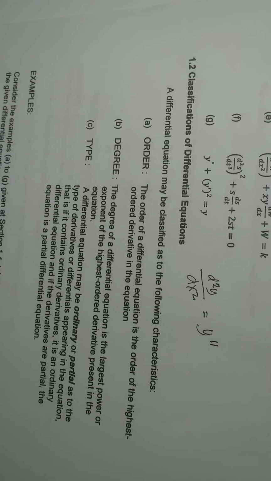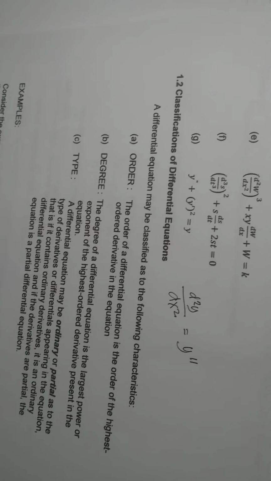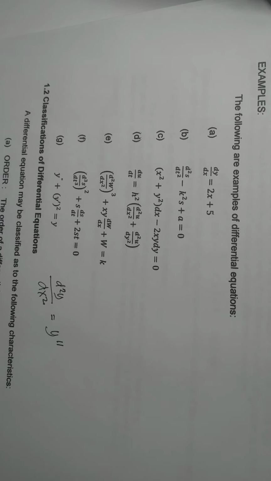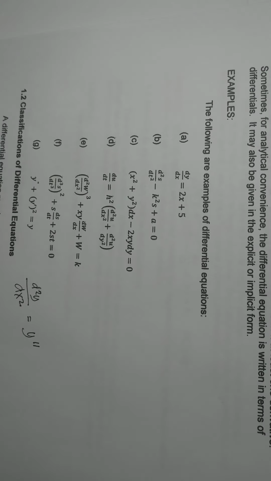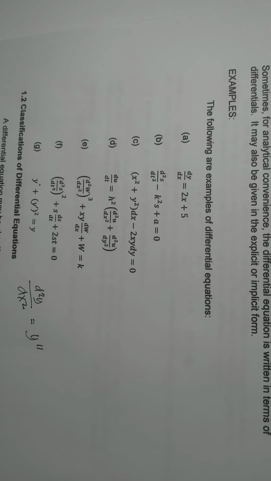Example. Consider examples A to G. So, based on their characteristics, what will be the order of A to G, the degree, and its type? So here are the answers.